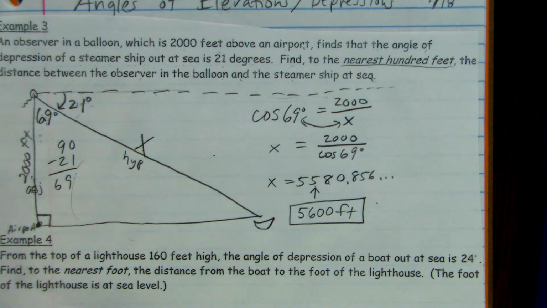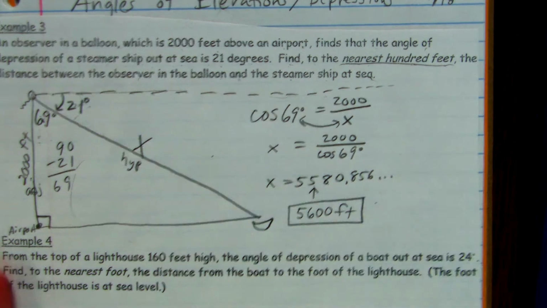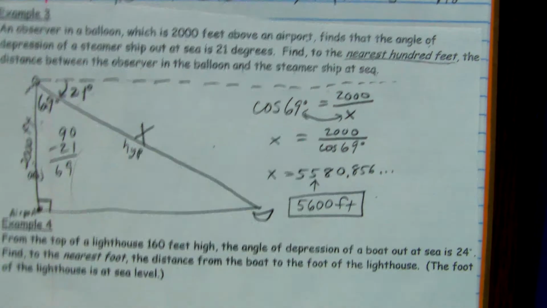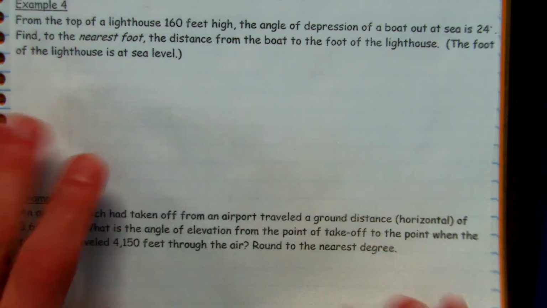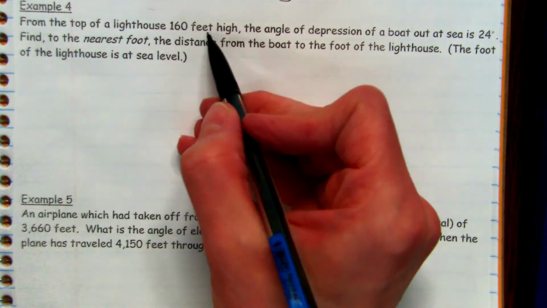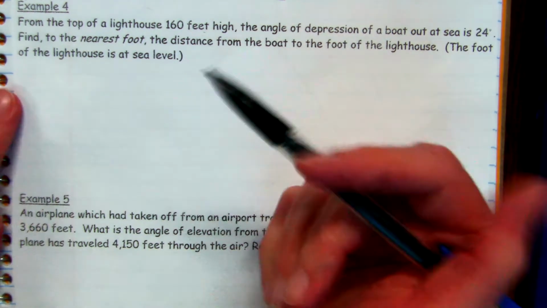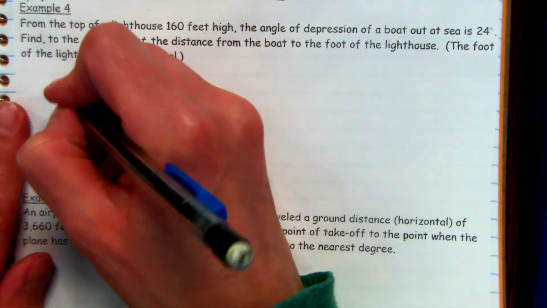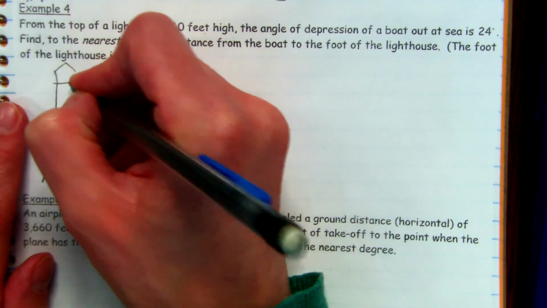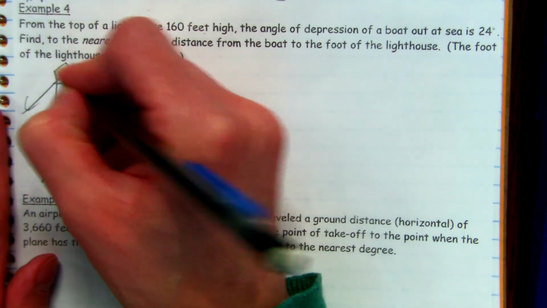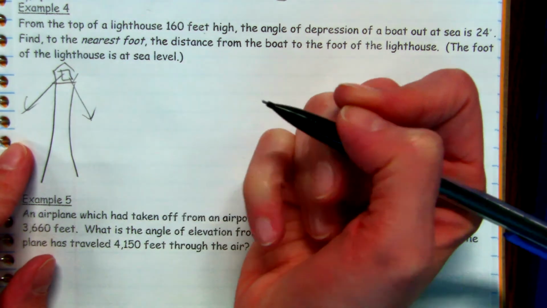All right. Everybody good on example 3? Okay, let's take a look at example 4. It says from the top of a lighthouse 160 feet high. Okay, so I'm also going to go ahead and draw my lighthouse. I'm going to put the light on top. It's light shining out. There's a window.